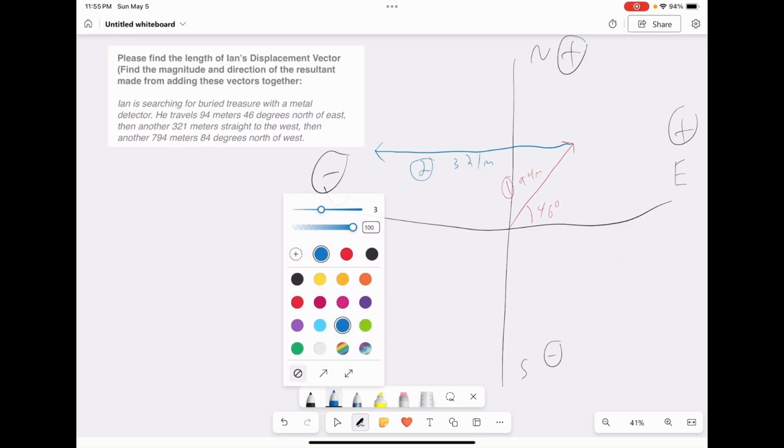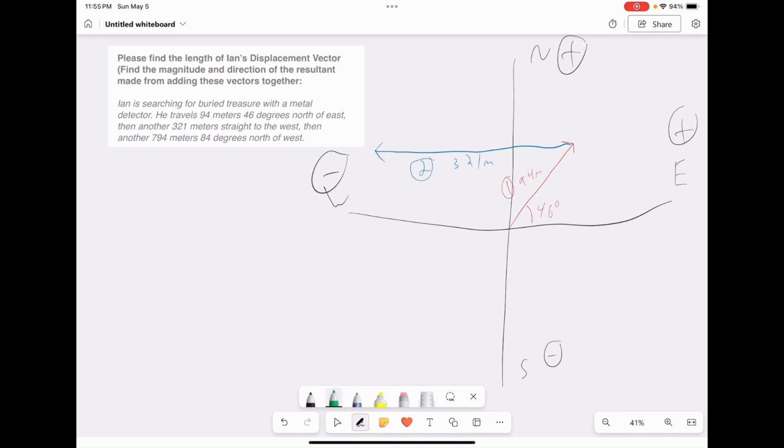And then our third vector, I'll make this one green, is going to be 794 meters, 84 degrees north of west. Okay, so north of west is going to be north of where a straight line going west would be. So that means that it's kind of like this, where this angle is 84 degrees. And this amount here is 794 meters.